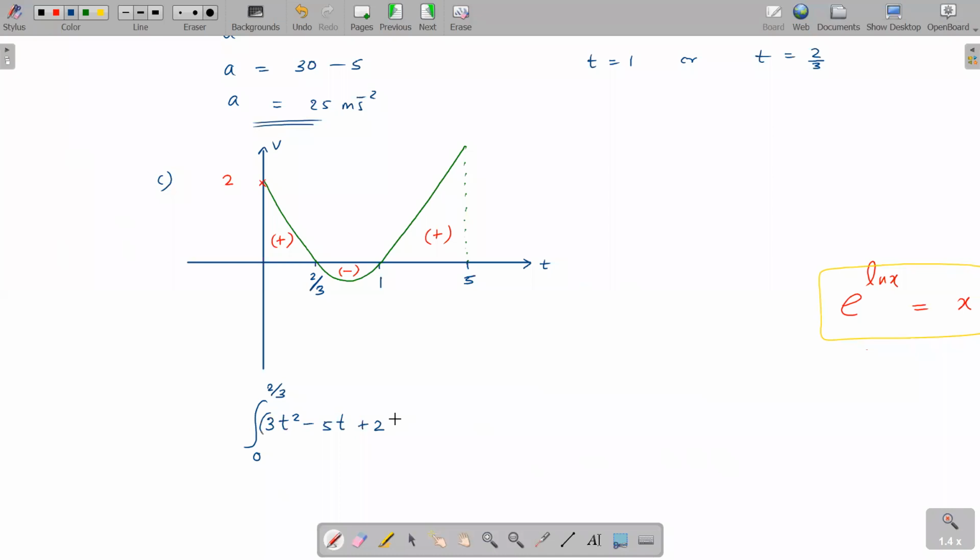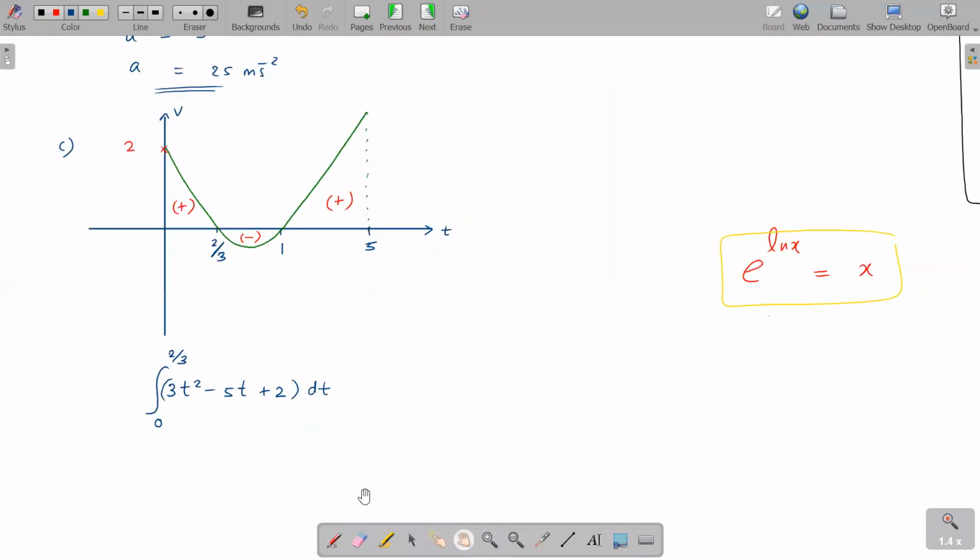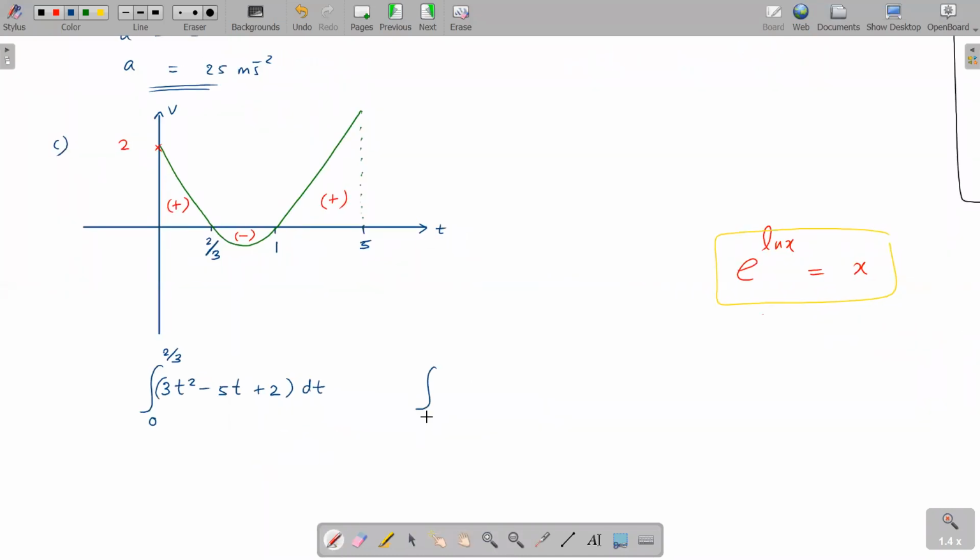So this integration you need to perform, get the answer of that, and then perform the integration of 3t square minus 5t plus 2 from 2 over 3 to 1. And then you also perform the same integration again for the limits between 1 to 5. So you have to perform the integration under all these three limits. Obviously here you'll get positive answers, here you'll get negative, here you'll get positive. To get the distance, ignore the negative sign and add everything.